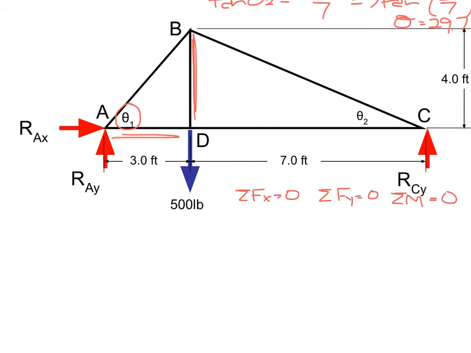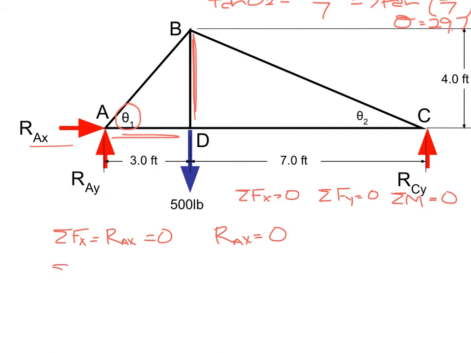So let's start with the sum of forces in the x direction. We're going to look at which forces are acting in the x direction. Well, on our body, we really only have RAX acting in the x direction. All the forces in the x direction have to add up to be 0, which means that RAX has to be equal to 0.